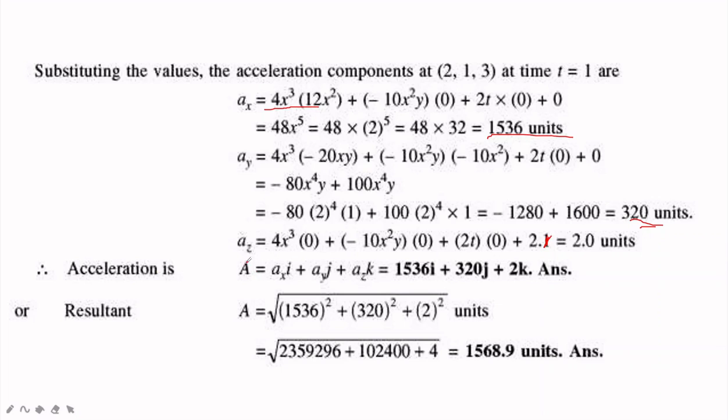So what is the acceleration vector? It is ax into i plus ay into j plus az into k. Substituting the values, 1536i plus 320j plus 2k is the acceleration in vector form. If you want the resultant, it is the square root of ax square plus ay square plus az square, and we get the value as 1568.9 units. So easy, right? We just have to memorize the formula and substitute. Only calculation work is there, nothing very conceptual. You should have some concept and be good in calculation, and you will get the marks easily.